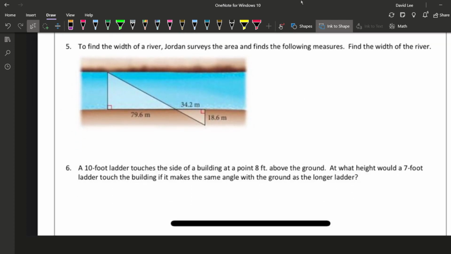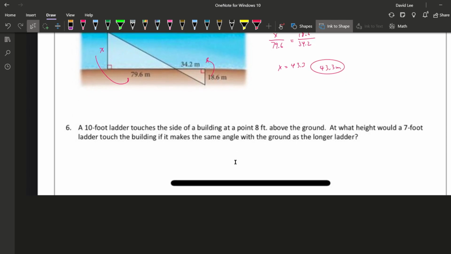Okay, and then for this number 5, we have find the width of the river. We'll call this x. So yeah, we'll just do this divided by this equals this divided by this. You got to make sure that those match up correctly. Equals 18.6 divided by 34.2. So just use calculator. 79.6 times 18.6 divided by 34.2. This is to the nearest tenth. So x equals 43.3. So 43.3 meters is the answer.